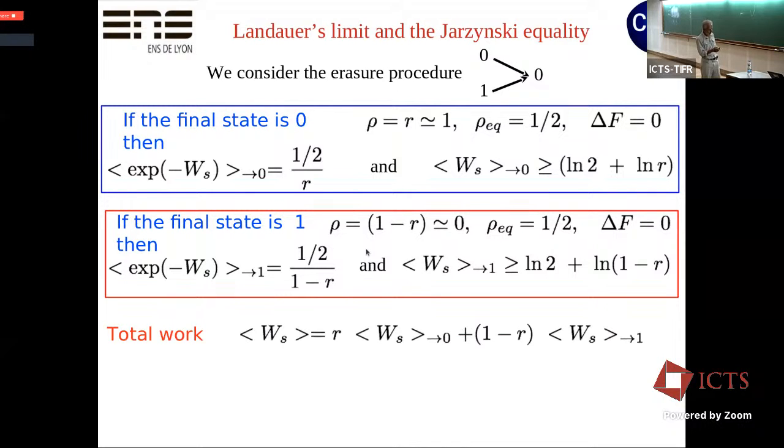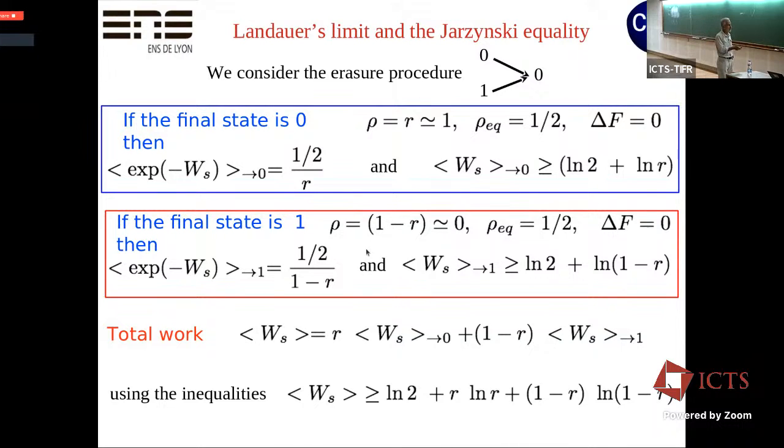If you take the mean of all the work, it will be R when you have success, when you go to 0 and find the particle in the good position, plus this component that appears 1 minus R times, which is the work done when the particle is in 1, the wrong position. If you develop this, using the inequality that I have, you see that the work must be at least log 2 plus R log R plus 1 minus R log 1 minus R, which is the generalized Landauer's bound that I've shown you before.